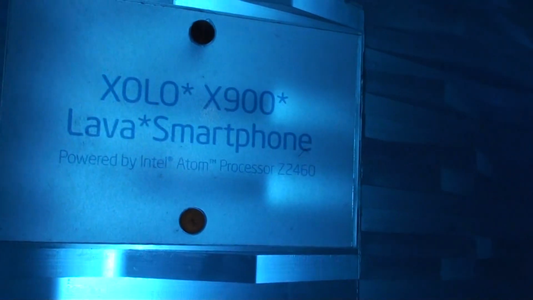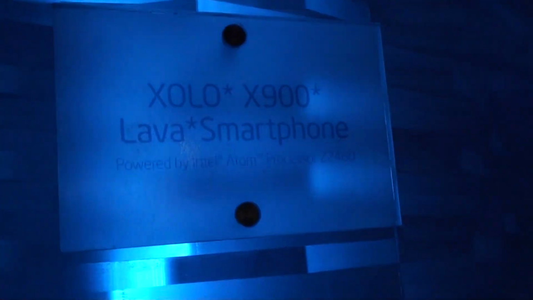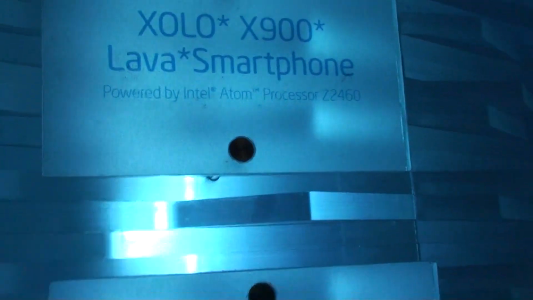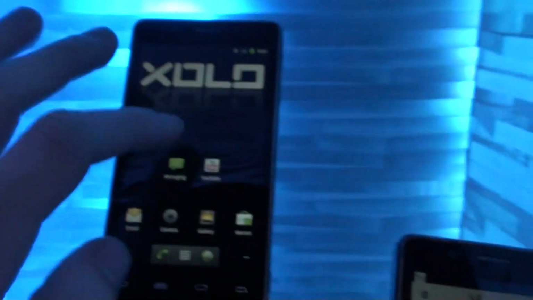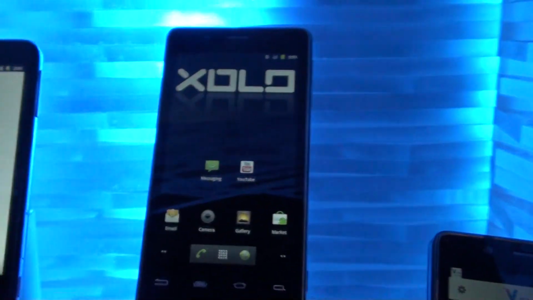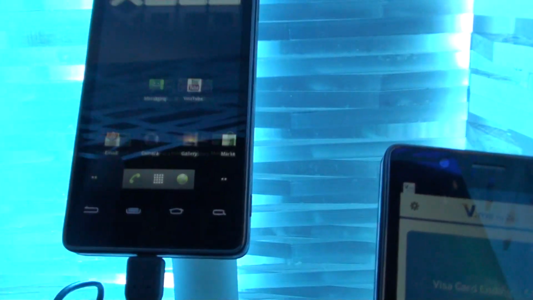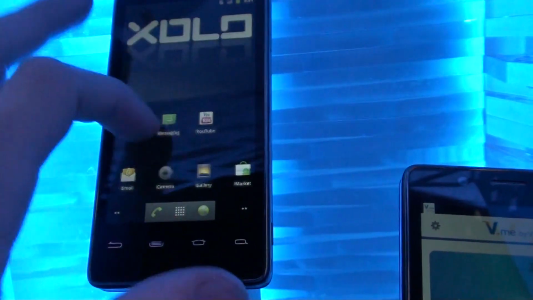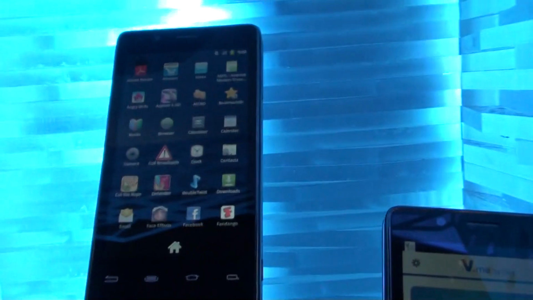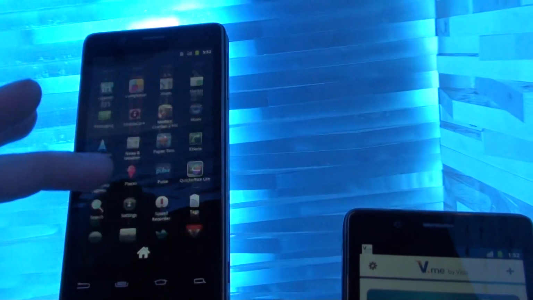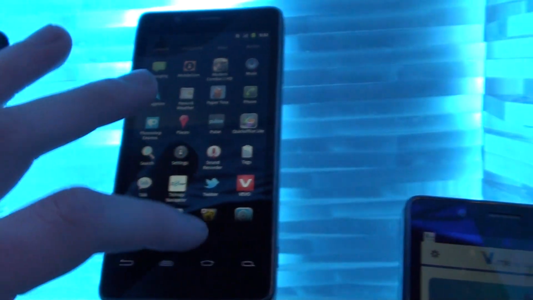Next up, we have this Solo X900 Lava smartphone, again powered by the same Atom processor. Here it is, the Solo. It's running some old version of Android right now. It does run snappier compared to the Lenovo that we saw, the K800. Not sure when this one comes out. Of course, when it comes out, we expect that it will have Ice Cream Sandwich or something like that. It's not the smoothest experience we've seen, but it's still pretty decent.